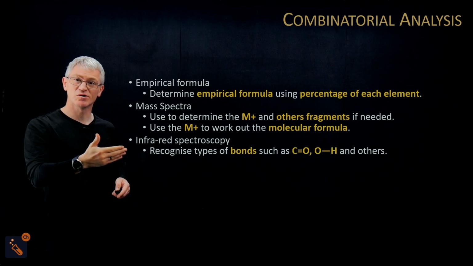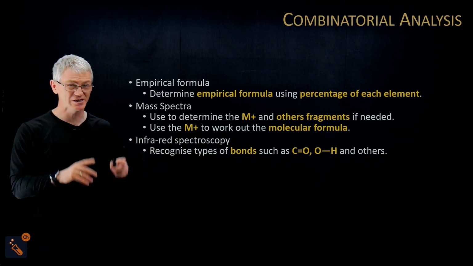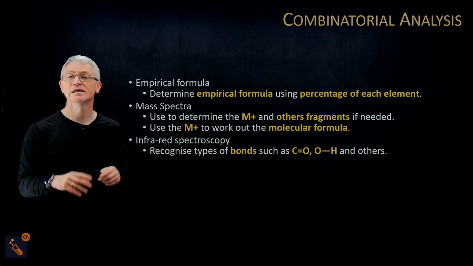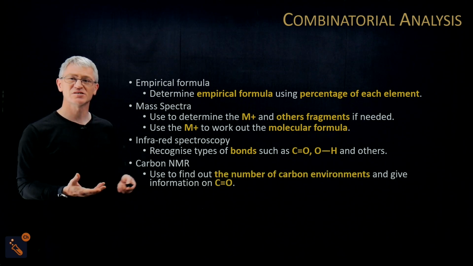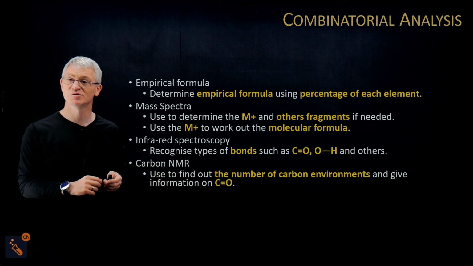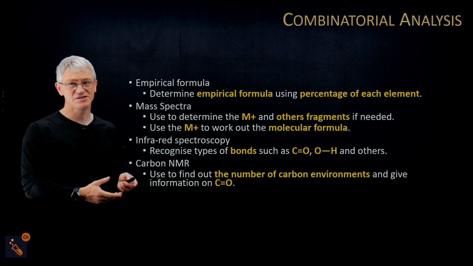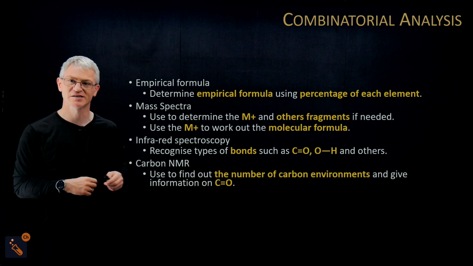Infrared spectroscopy is quite easy. Recognise the type of bonds and just look for C double bond O's and OHs most of the time. There are 2 different types of OH, and they're on the data sheet, so make sure you read the data sheet. Carbon NMR, just state the different types of environments, and if you can, get some information about carbons bonded to oxygen. Again, you don't need to know anything, and you might even have 3 to 4 marks at this point without knowing really anything about the compound.